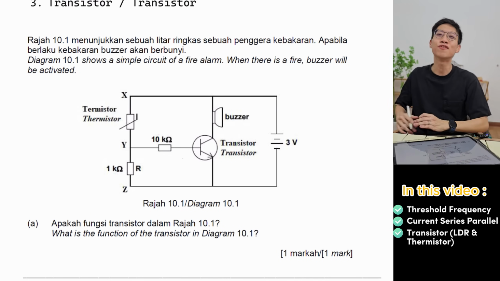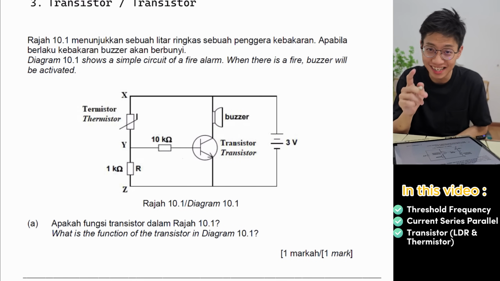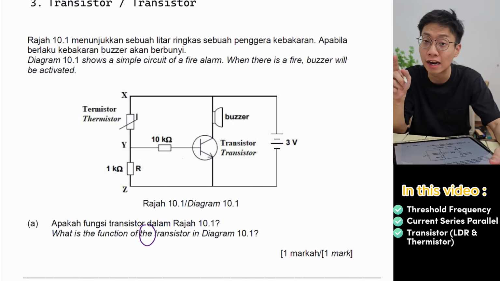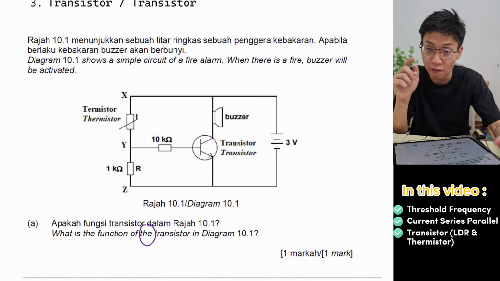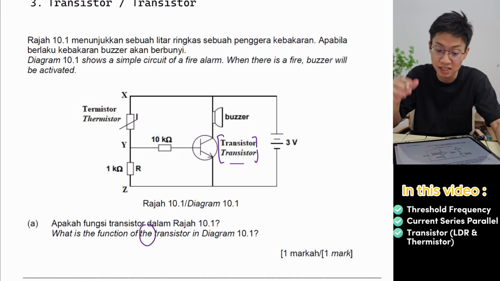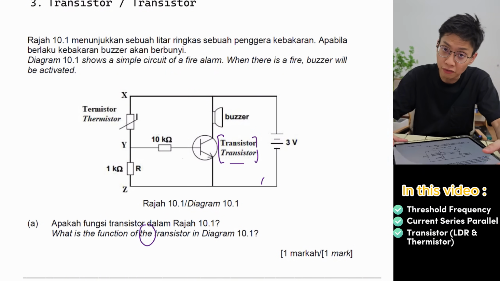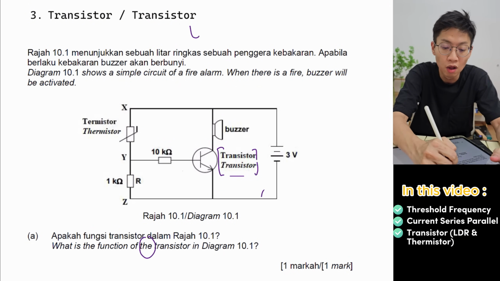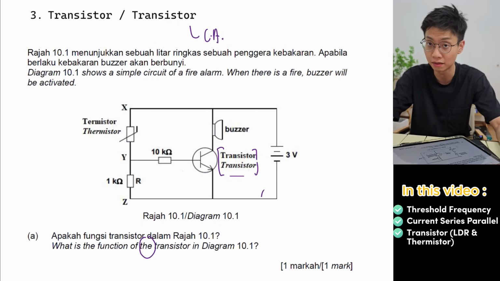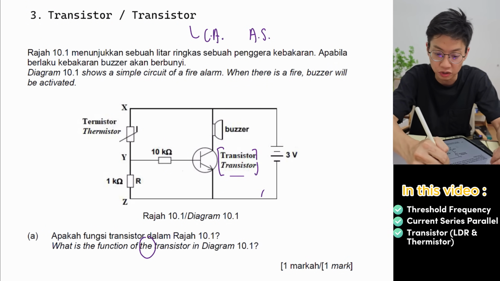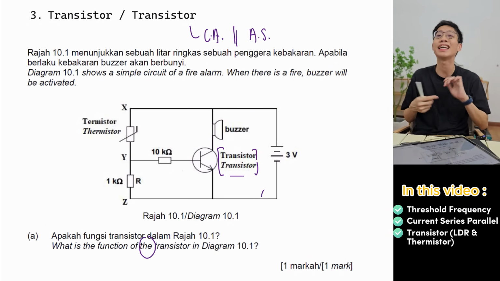Okay, for the third question for today, we are going to talk about transistors. First one, what is the function of the transistor in diagram 10.1? When we talk about the function of the transistor, we are referring to this transistor in this diagram. Generally, a transistor has 2 applications. One is as a current amplifier. The second one is known as an automatic switch. So CA is current amplifier, AS is automatic switch.